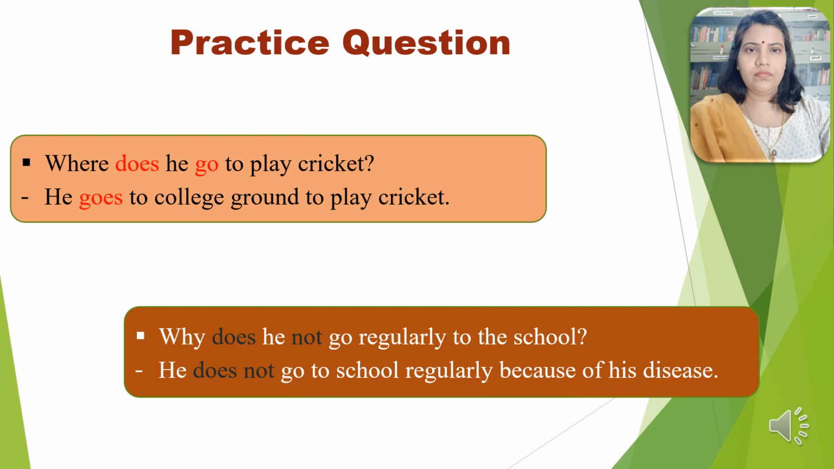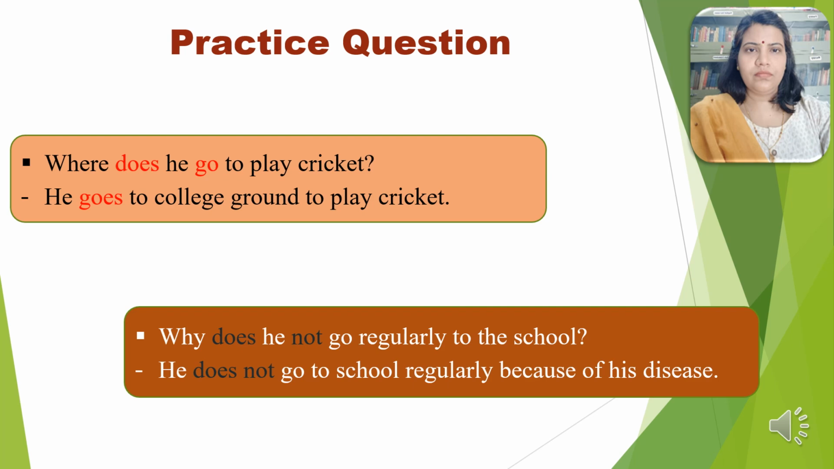Students, let's have some practice questions. There are two questions. First question is, where does he go to play cricket? Here in this question, the place is being asked. Does is the auxiliary verb, he is the subject and go is the main verb. He is singular in form, so we have to remove does and use the es form of go with he. So the answer will be, he goes to college ground to play cricket.